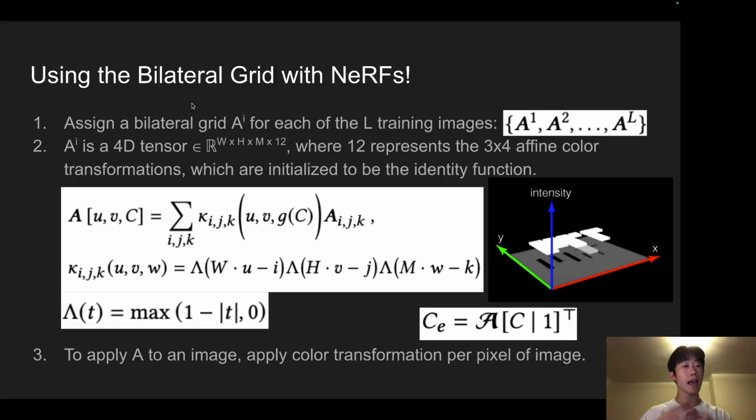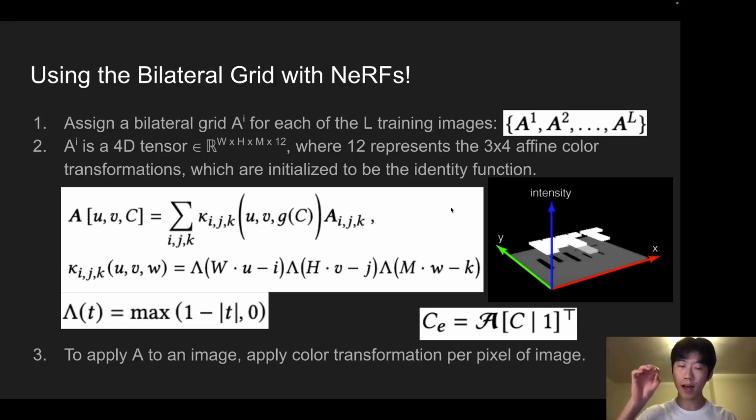So A_i, the bilateral grid for a particular training image, is a 4D tensor, dimensioned W by H by M by 12. You can think of it as a 3D grid, but each grid cell has a length 12 vector. I think this picture on the right can help visualize it. You have the X and Y and the intensity. X and Y are going to index into the W and H dimensions. The intensity is going to index into the M dimension.